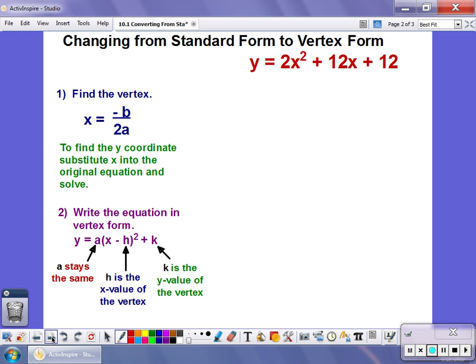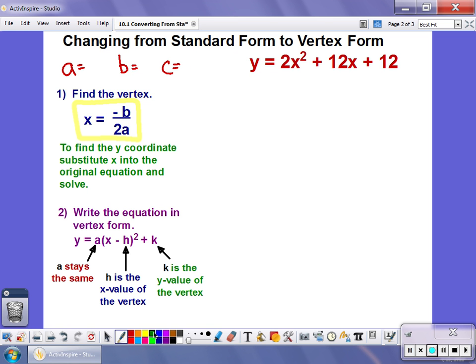Okay, so here's an example of an equation that's in standard form. And the first thing I want to do is find my vertex. Now the formula for finding our vertex is right here. The first thing we have to do is find the x value of the vertex, which we call our axis of symmetry. And we use the formula negative b over 2a. Now, let's figure out what a, b, and c are in this equation so that we can plug them in.